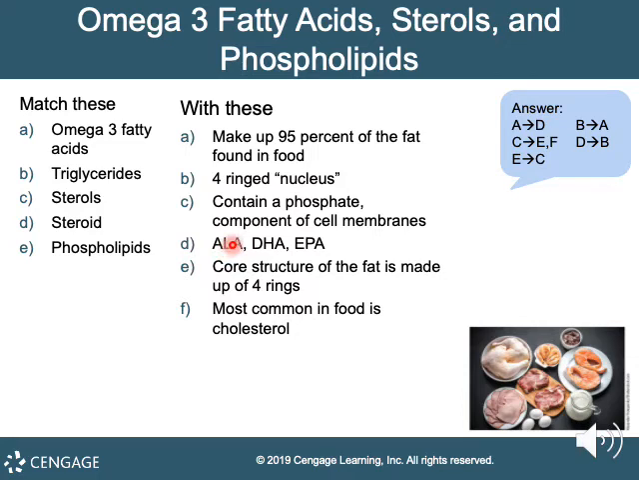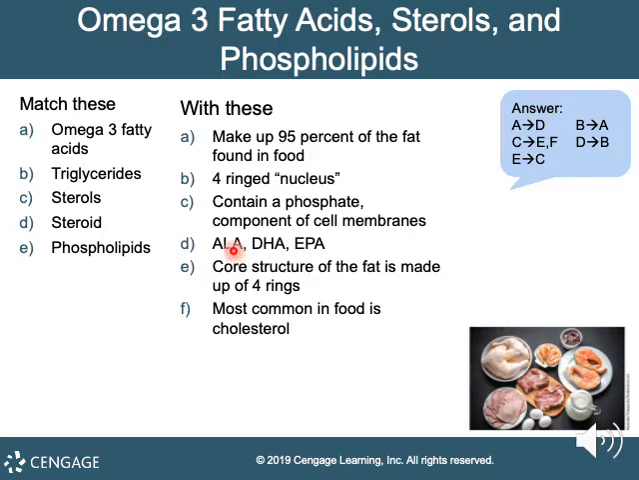leafy vegetables, soy, canola oil, and your DHA and EPA are found in your fish oils. Alpha-linolenic acid can be converted into DHA and EPA in the body, but it's not a very efficient conversion. And therefore, it's recommended that we consume fish at least twice a week to get our recommended omega-3 fatty acids. Or you can take fish oil supplements, and it's recommended 1,000 milligrams a day of EPA and DHA.